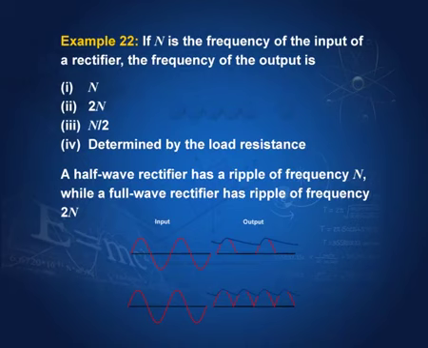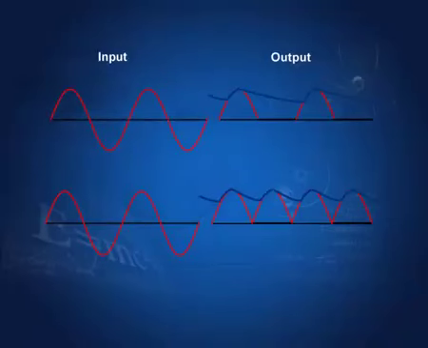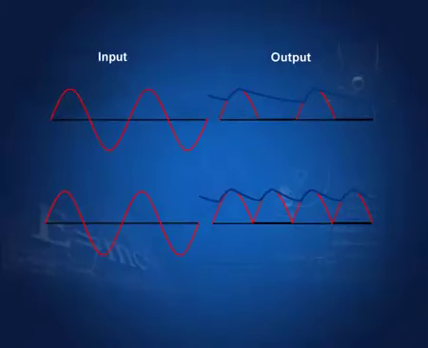If it is a half wave rectifier, then the ripple frequency is the same as that of the input. A half wave rectifier has a ripple frequency n, that is the frequency of the input. Whereas, in a full wave rectifier, the frequency of the ripple is twice that of the input signal. So, a full wave rectifier has ripple of frequency 2n. So, the question should be about the frequency of the ripple in the output, not the frequency of the output.